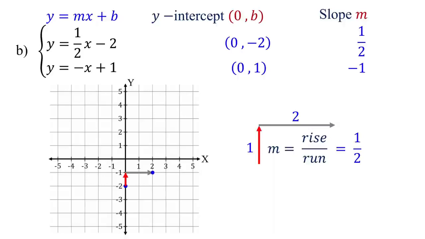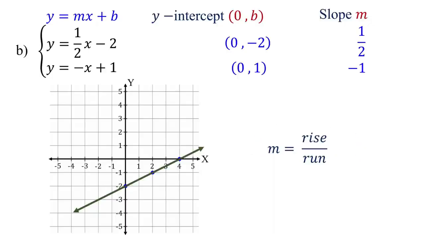Let's plot one more point. Starting from this point, again, go up 1 unit and to the right 2 units. Then, plot this as the third point. The advantage of the slope-intercept form is that we can easily plot more points and make our graph more accurate. Next, connect the points with a straight line. This represents the line of the first equation.